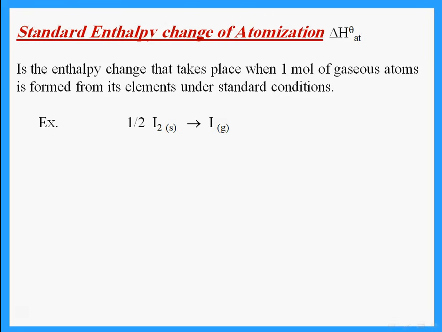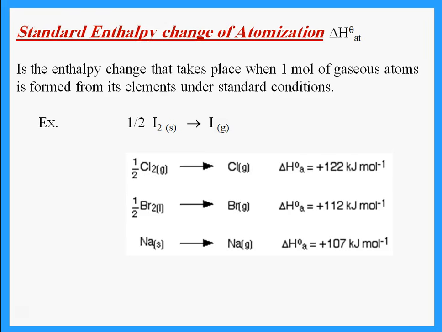Remember, that would mean that you need this amount of energy to break the bond between the two iodine atoms to form individual atoms in their gaseous state. Also, if I have Cl2 as a gas, I need to break it up. Of course, the standard condition of Cl2 is a gas. Now, standard enthalpy change of atomization would be the energy needed to change that into chlorine atoms in the gaseous state.